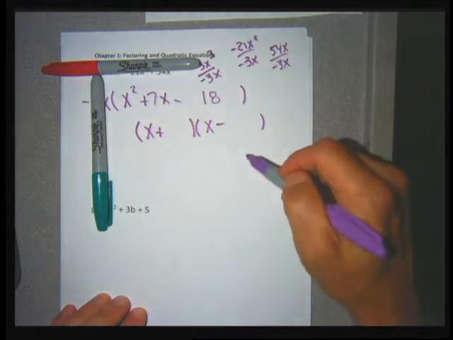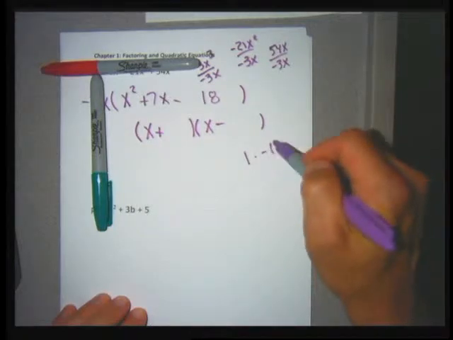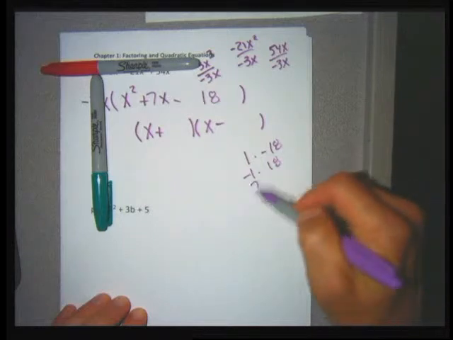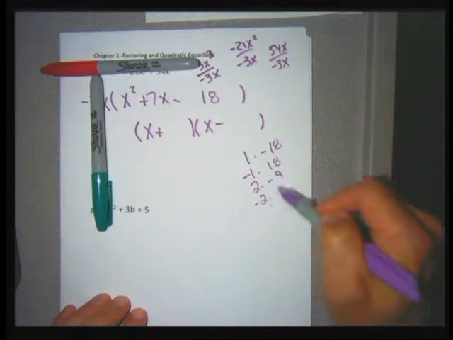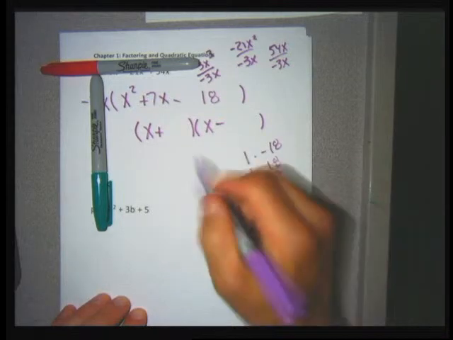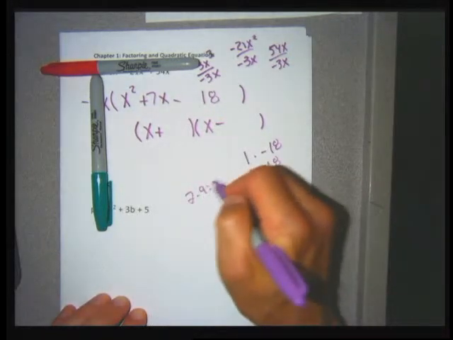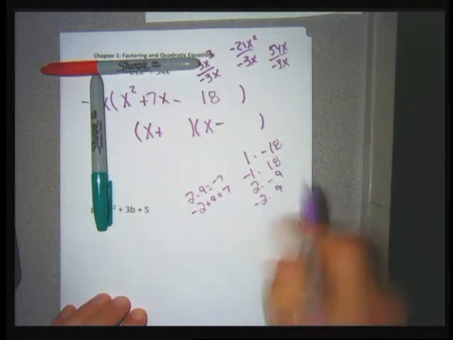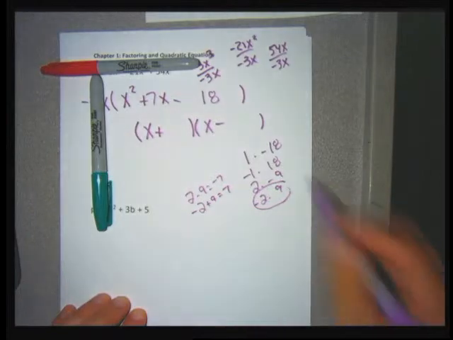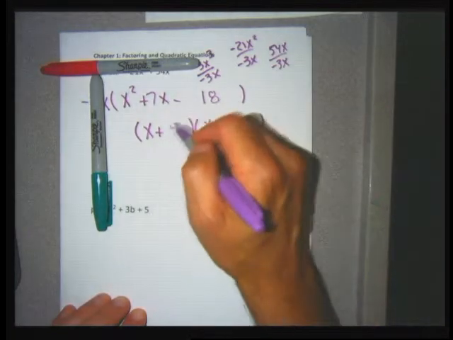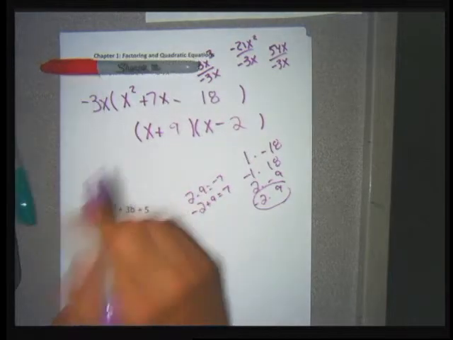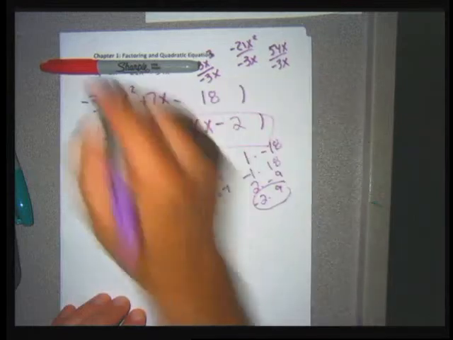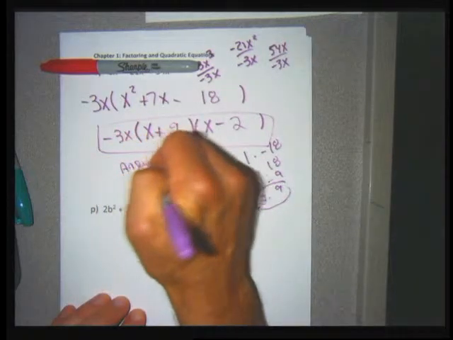Now I'll work on the 18. I could do positive 1 and negative 18. Silly to even do negative 1 and positive 18 because that's not good. 2 and negative 9 or negative 2 and 9. One of those is going to work. 2 minus 9 gives me negative 7, and negative 2 plus 9 gives me positive 7. I want the positive 7, so I need that pair, which means the 2 goes with the minus, the 9 goes with the plus. I can't forget that common factor. It needs to be part of my answer. So my answer for part O is going to be that.